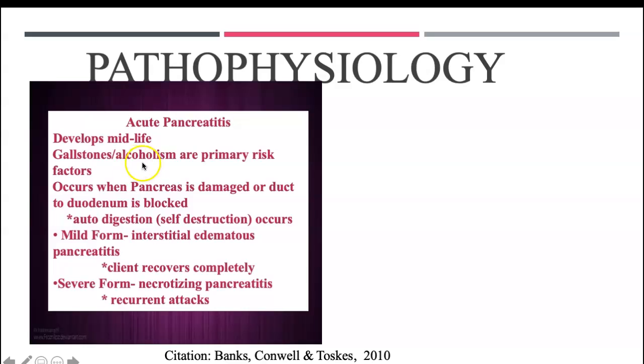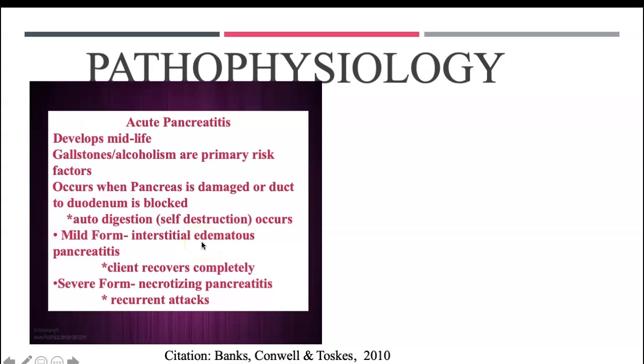Risk factors: alcoholism. So alcohol, the exact mechanism again is not known, but it is thought to make the pancreatic juice more viscous, thicker. It also stimulates gallstone formation. And so when those ducts are either damaged or blocked, then the pancreatic enzymes end up auto-digesting the pancreatic tissue. Also, there is a buildup of fluid in the interstitial spaces between the cells.